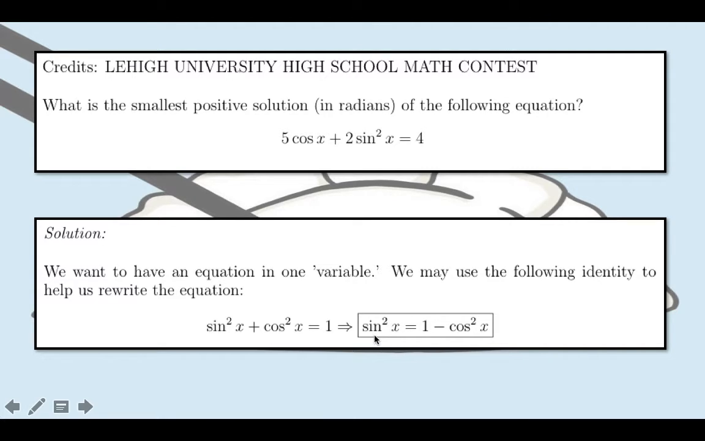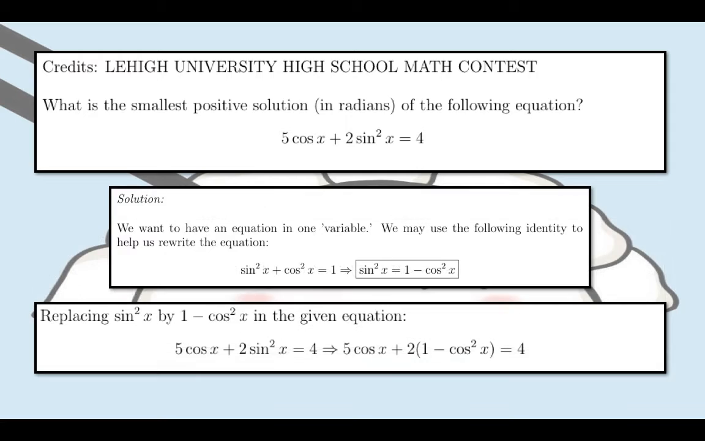Note that if we substitute sine squared x as 1 minus cosine squared x, then everything in this trigonometric equation will only be in terms of cosine x. And then we can apply our knowledge in algebra to solve this item. So replacing sine squared x by 1 minus cosine squared x in the given equation, we will end up with this. Now all we have to do is just expand this, and let's see what will happen.